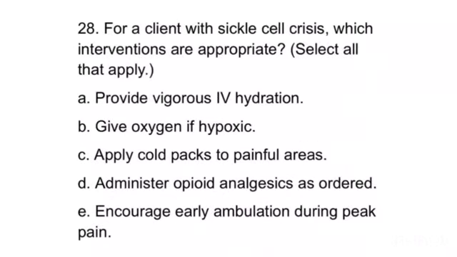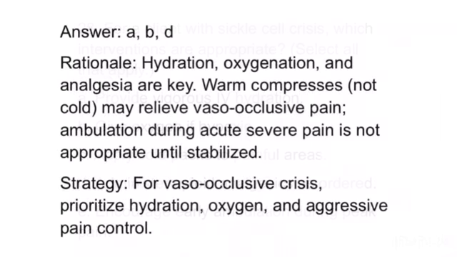28. For a client with sickle cell crisis, which interventions are appropriate? Select all that apply. A. Provide vigorous hydration. B. Give oxygen if hypoxic. C. Apply cold packs to painful areas. D. Administer opioid analgesics as ordered. E. Encourage early ambulation during peak pain. Answer: A, B, D. Rationale: hydration, oxygenation, and analgesia are key.